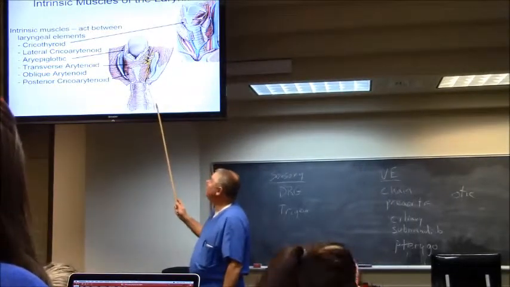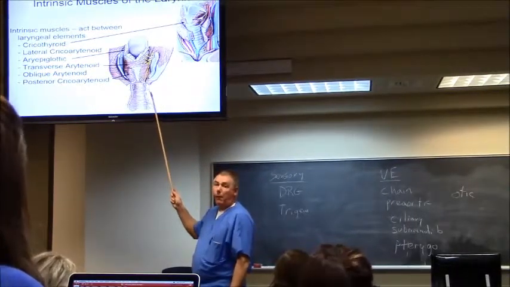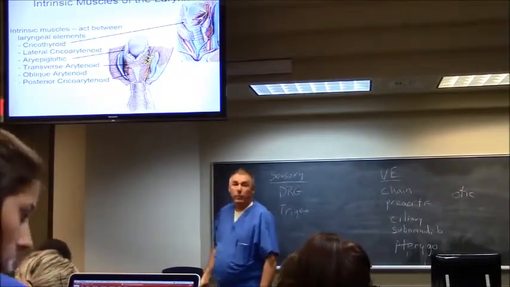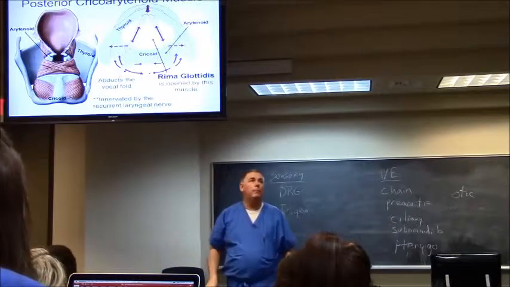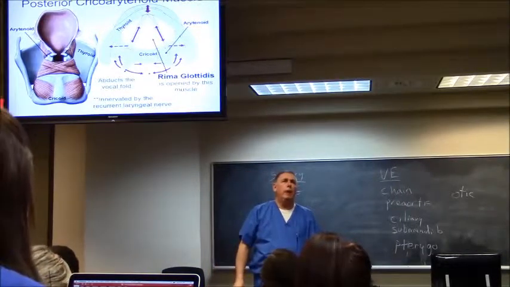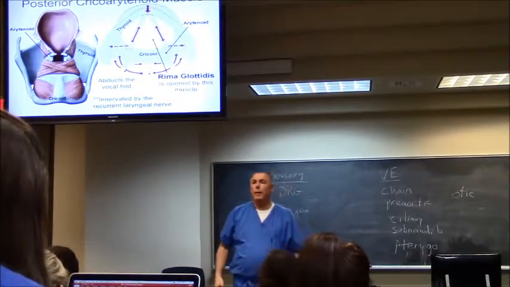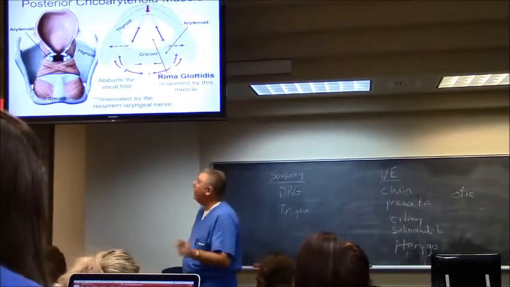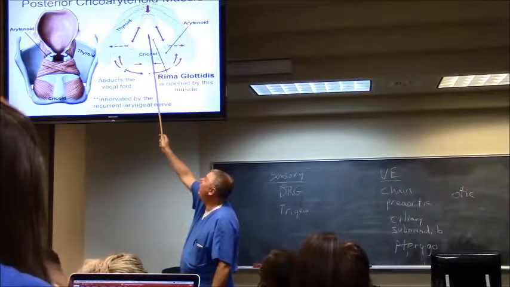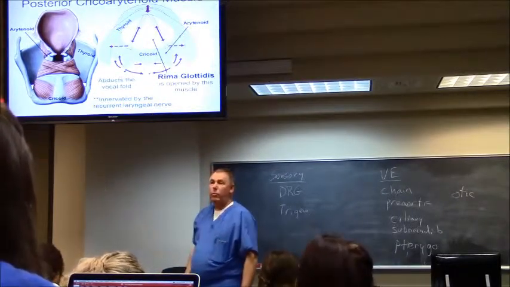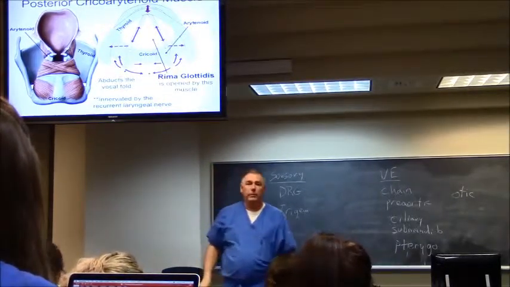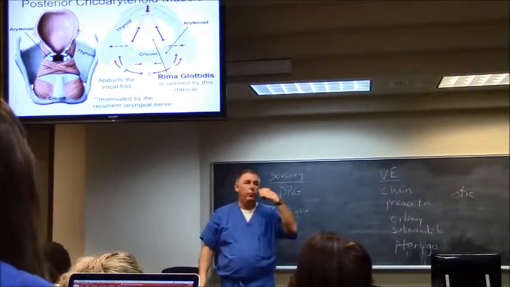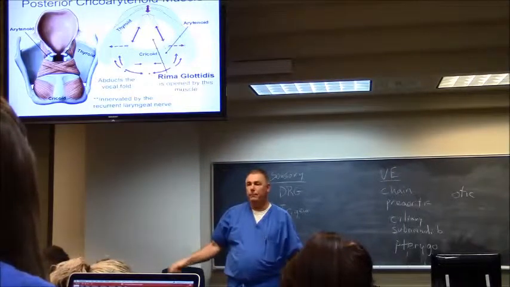Here's the recurrent laryngeal right here. The recurrent laryngeal nerve comes up from the bottom to innervate those muscles. Here's an illustration of it, and so that goes over what I just said. But the one thing I want to add to this is that the opening through the vocal folds is called the rima glottis. When you intubate somebody, you're going to put your endotracheal tube through the rima.